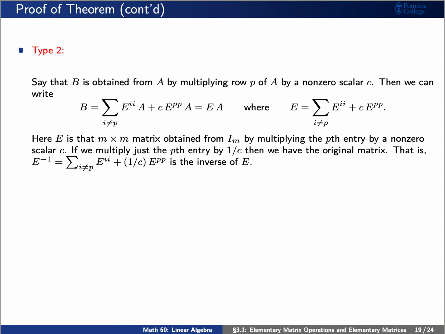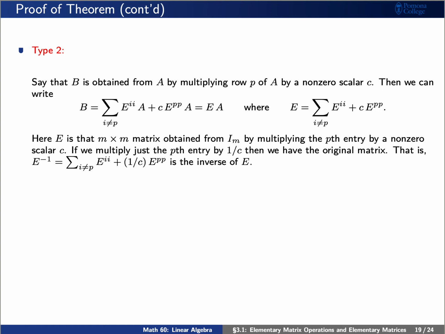Let's consider operations of type 2. That is, we're going to multiply either a row or a column by a non-zero scalar. Let's say that B is obtained from A by multiplying row P by a non-zero scalar C. Here, we can write B as the sum that you see on your screen, but notice that instead of having just the pth row, EPP times A, we'll have to replace that with C times the pth row, namely C times EPP times A. Again, factoring, we can write our elementary matrix E as above.